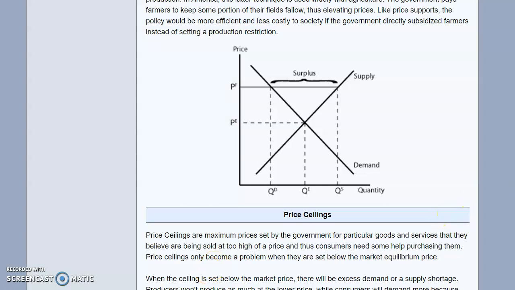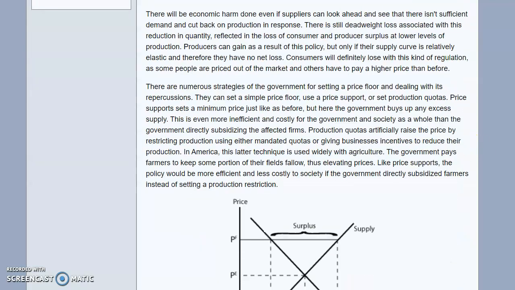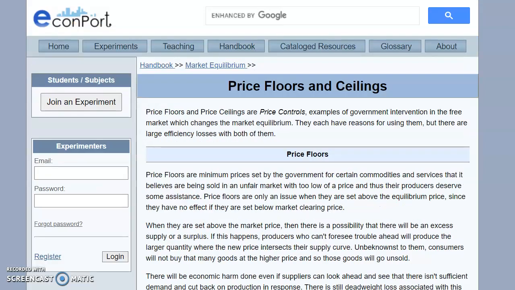Okay, guys, today we're going to start talking about some interventions in equilibrium that take this discussion of equilibrium to the next level, and we start to look at some manipulation. Supply and demand part two, if you will. The first thing I want to talk about is a price floor.